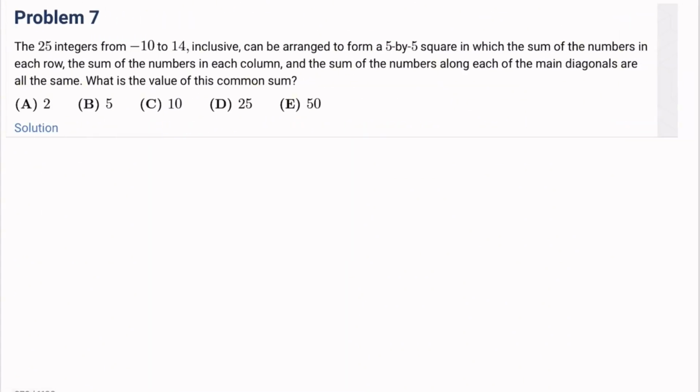Number 7, the 25 integers from -10 to 14 inclusive can be arranged to form a 5 by 5 square, in which the sum of the numbers in each row, in each column, and along each of the main diagonals are all the same. So what is the value of this common sum?